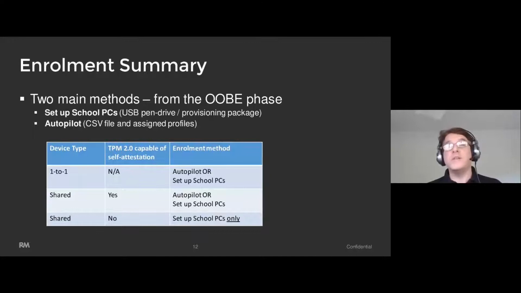So to summarize the enrollment, there are two main methods, as I've said, from the out-of-box phase that we recommend using. Setup School PCs, which is the USB drive, is slightly slower because you may have to create four separate provisioning packages, keep track of them and plug them into the right devices, or Autopilot, where we have this bulk process, the CSV and assigning profiles.